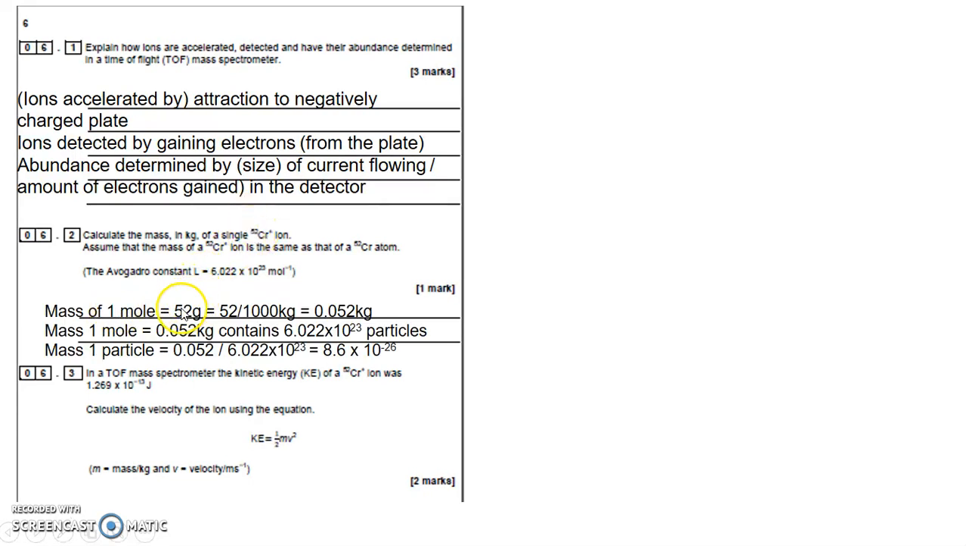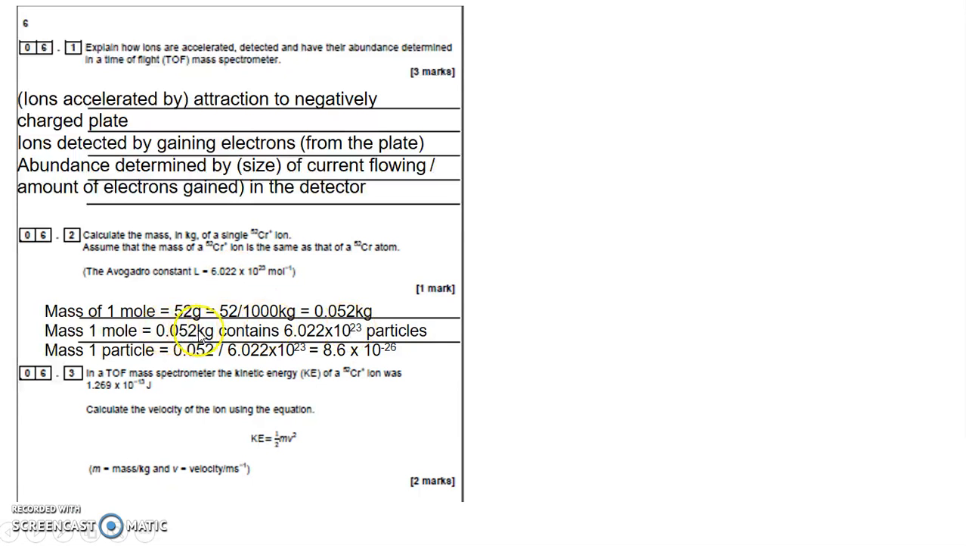So that's what the 52 is. 52 grams of chromium is 1 mole. To get it into kilograms, I divide by 1,000. 52 divided by 1,000 is 0.052 kilograms. Now I want the mass of one of these particles. I know Avogadro's number is the number of particles in a mole. So 52 grams, or 0.052 kilograms, of chromium-52 contains 6.022 times 10 to the power of 23 particles, Avogadro's constant.